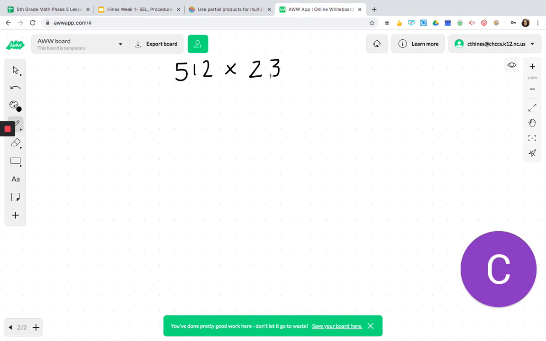I'm going to start by writing 512 in expanded form. I know that the value of the 5 is 500 because the 5 is in the hundreds place. I know the value of the 1 is 10 because the 1 is in the tens place. And then I know the value of the 2 is just 2 because it's in the ones place. And then I'm going to do the same thing for the number 23.